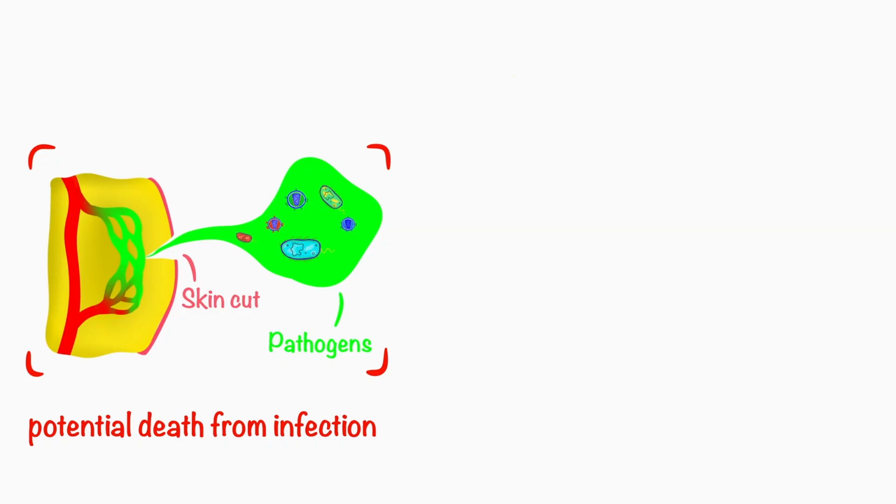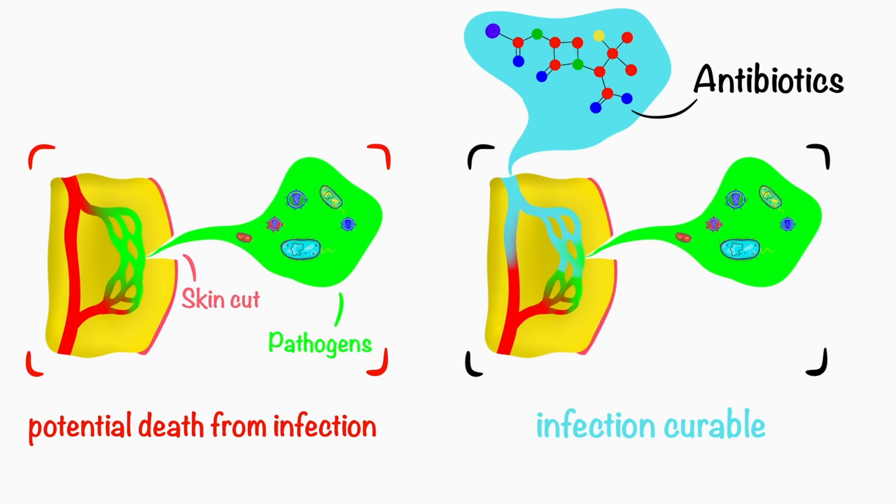The discovery of antibiotics like penicillin was revolutionary. Before antibiotics, a simple cut could kill you if it got infected. Imagine living with that constant fear. Suddenly, bacterial infections that had been death sentences became curable with pills.